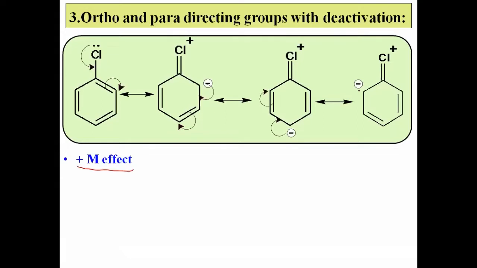This is about orientation. But what about the deactivation? Chlorine is a comparatively more electronegative atom. It is more electronegative than carbon. There is a covalent bond between the chlorine and this aromatic carbon. And this chlorine is more electronegative, and therefore it withdraws the bonded electron pair towards itself.